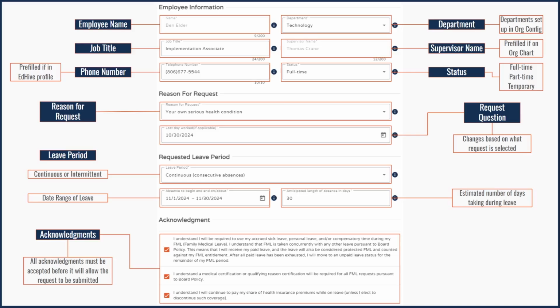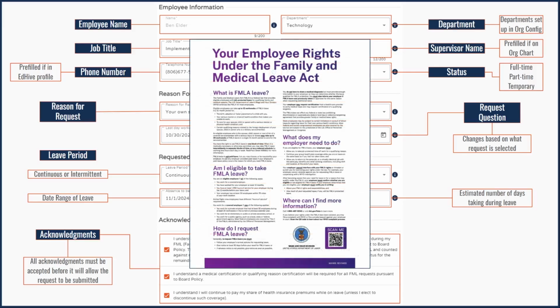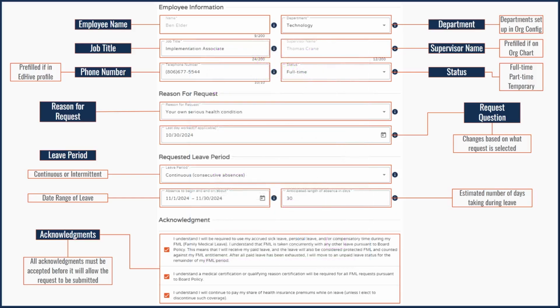Once you hit submit, it will show you a page that talks about FMLA leave and your rights. You can scan a QR code on this page to get more information. From here, you can submit the request, moving it to the eligibility step.